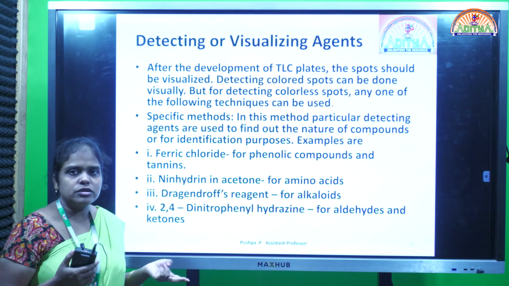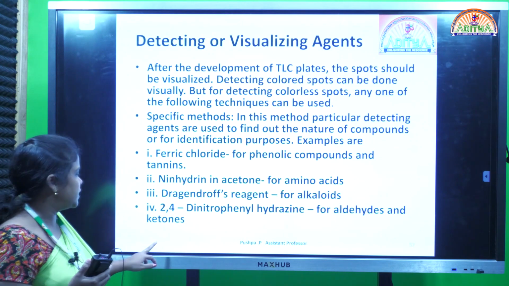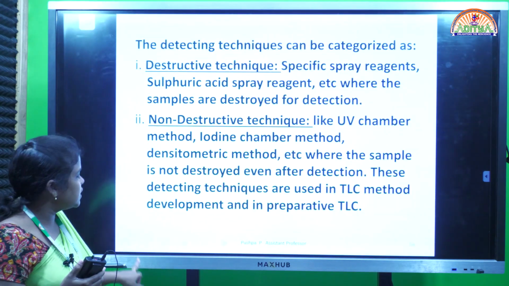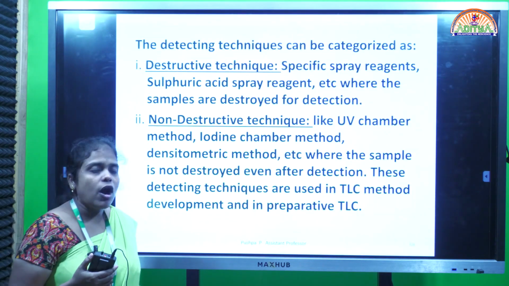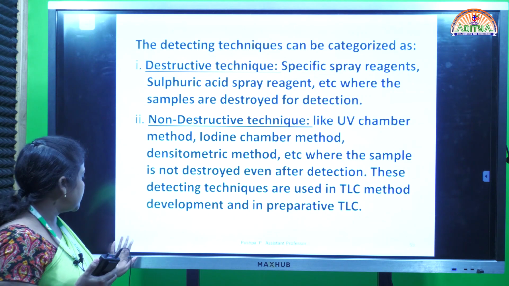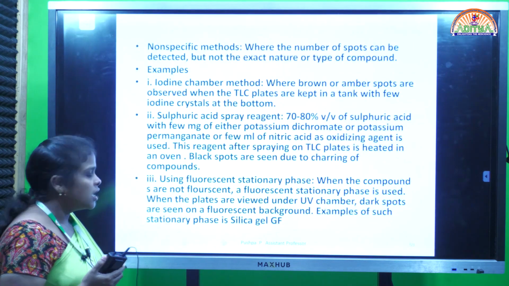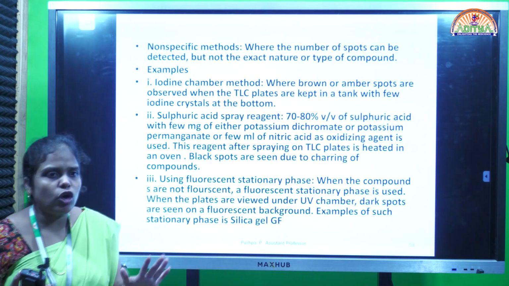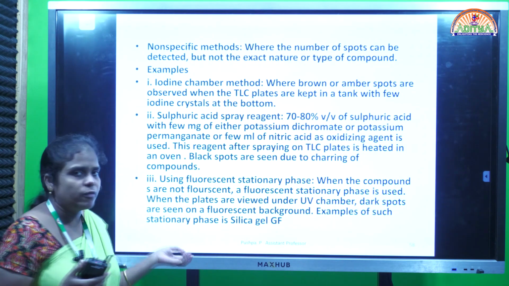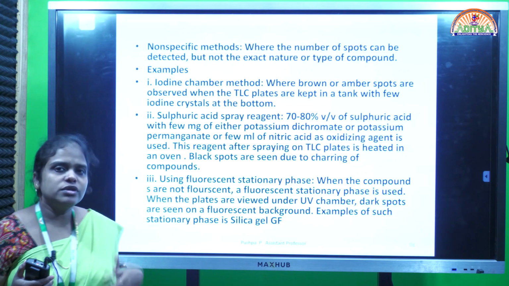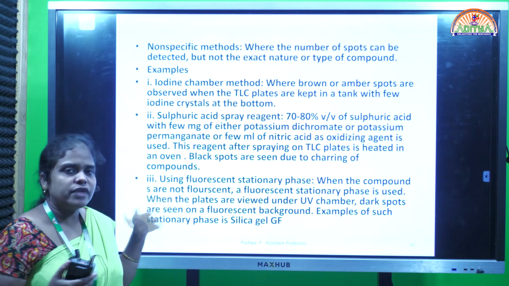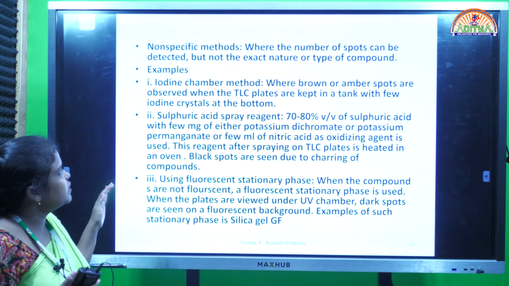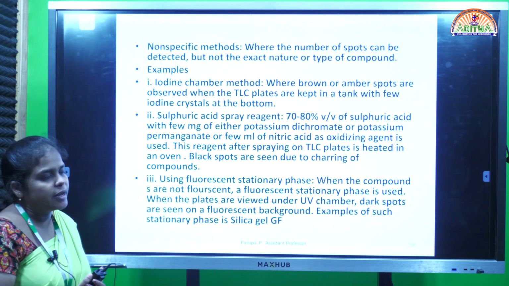And another one is the non-specific methods. Non-specific methods we can use for all the compounds. There is no specificity, like only for this compound we have to use this. It is not like that. We can use these non-specific methods for all compounds. But what are those non-specific methods? We can see now. The first one is the iodine chamber method.